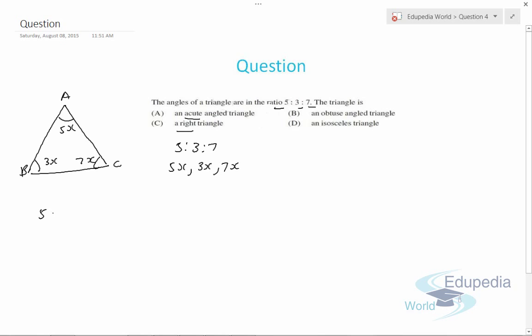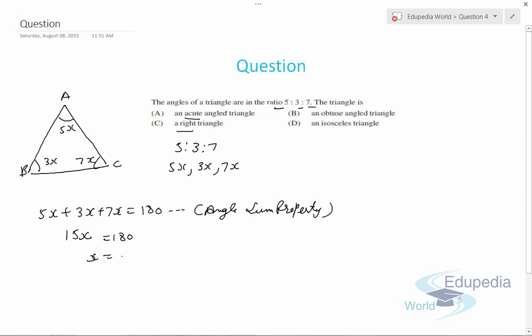As we know, 5x plus 3x plus 7x equals 180. Why? Again, it's the angle sum property, right? Then 5x plus 3x plus 7x is 15x, equals 180. So x is 180 upon 15, and 180 divided by 15 is 12. So x is 12. So let's find each of the angles.